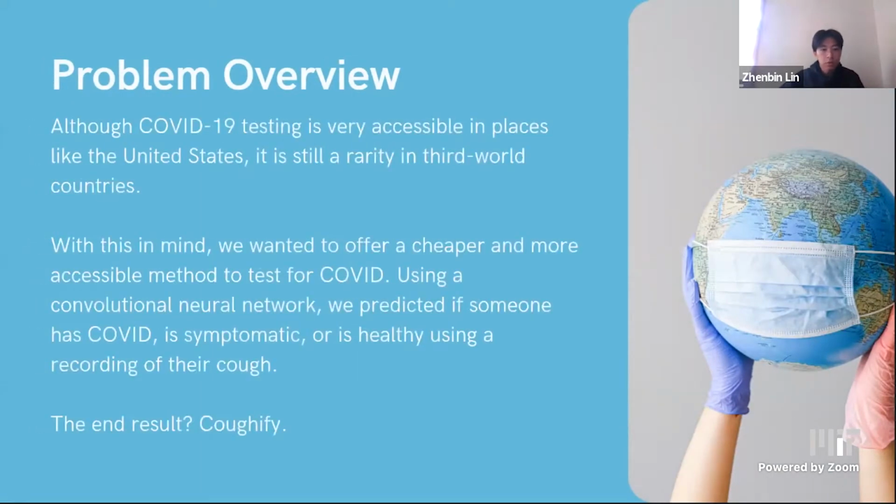So problem overview. As we know, here in the United States, COVID-19 tests are really accessible in many places. However, that is still not a privilege offered to many citizens in third world countries like India. With that in mind, we wanted to offer a cheaper and more accessible method to test for COVID. By utilizing machine learning, we can create a model to predict if someone has COVID, is symptomatic, or is healthy using a recording of their cough. The end result, Coughify.